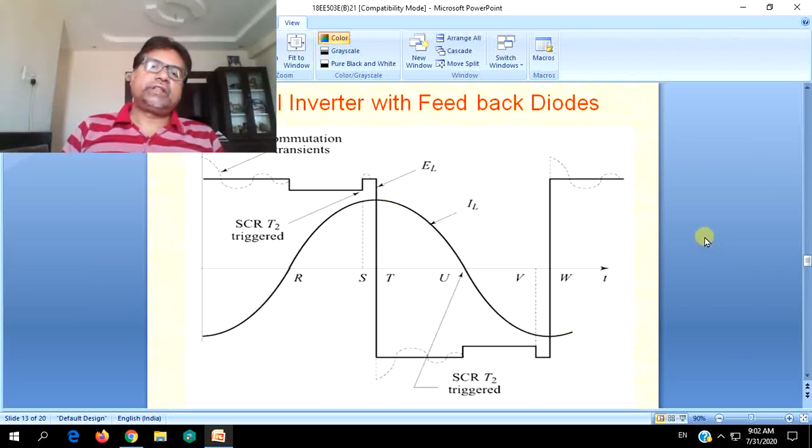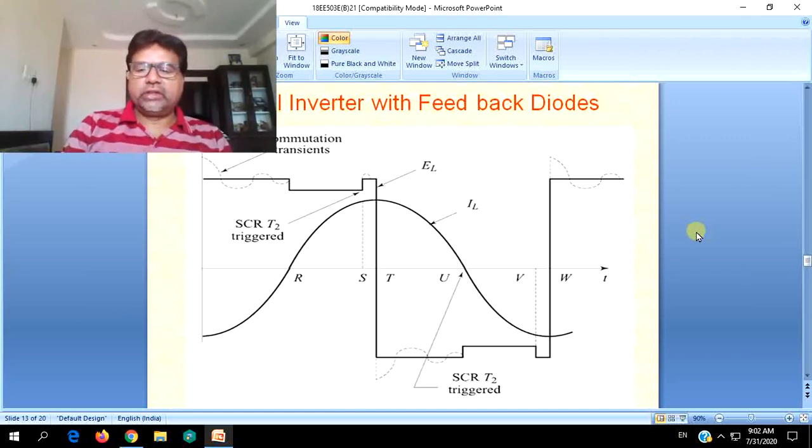So after the discussion on series and parallel inverters, we will be discussing the other type of inverter depending on the circuit configuration, that is the bridge type of inverter, in the next session. Thank you.